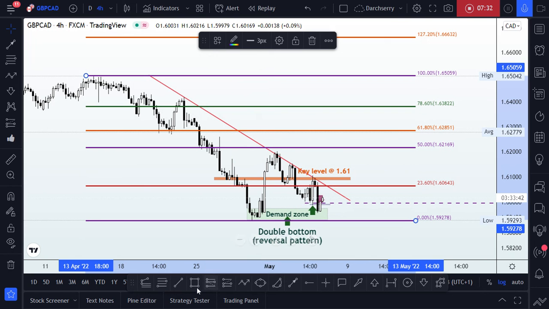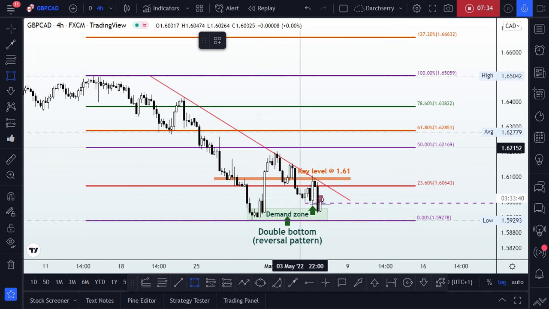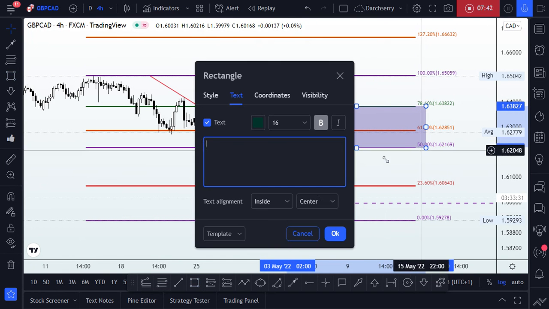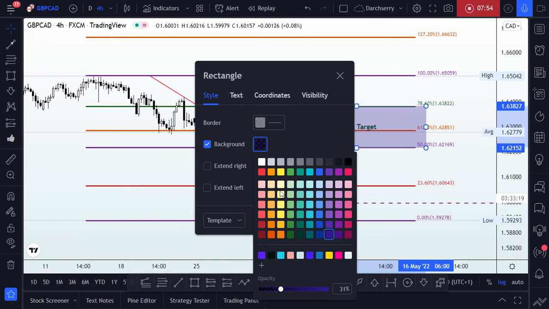And if we have a breakout of that structure, then we can be planning to actually do a continuation to the upside. So if our golden zone falls around 78.6 and 50% retracement of that impulse leg, we'll be having our profit target around this area.